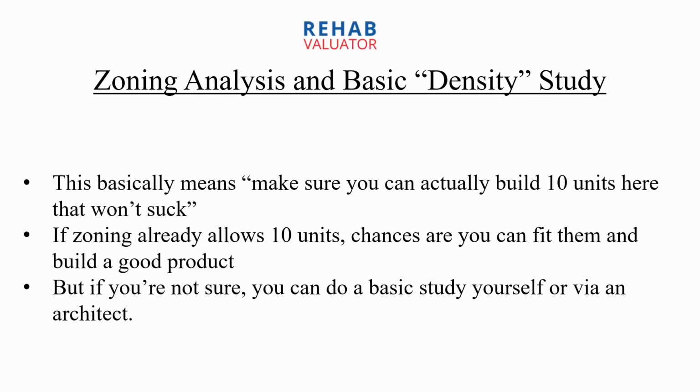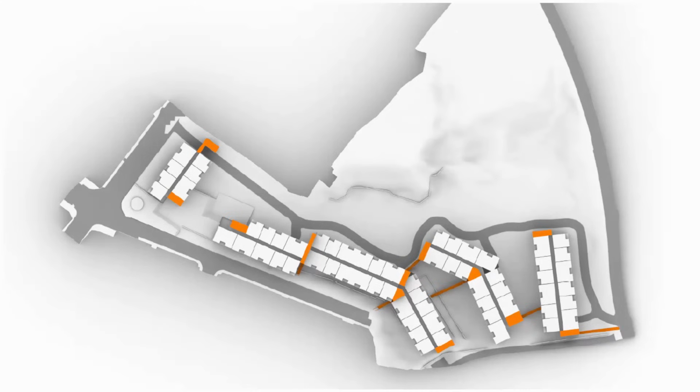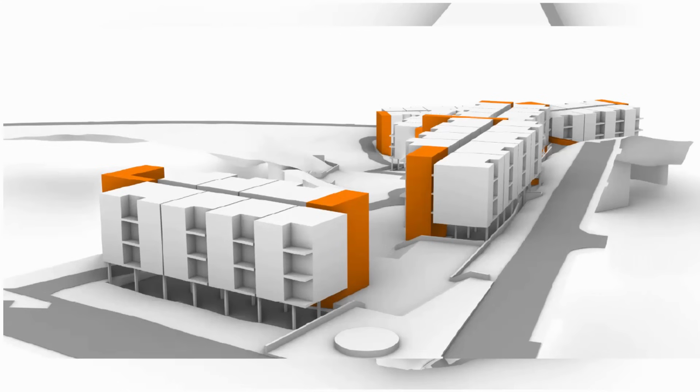But if you're not sure, you can do a basic study yourself, or what I typically do, because I have regular architects that I work with, I will have my architect do a density study for me. So this is an example of a much more complicated site. That's 5 acres where my architect did a density study for me, and he laid out, because the site is very challenging topographically, a potential combination of buildings on the site to see what we can actually fit there, and it turned out to be less than what the zoning allows.